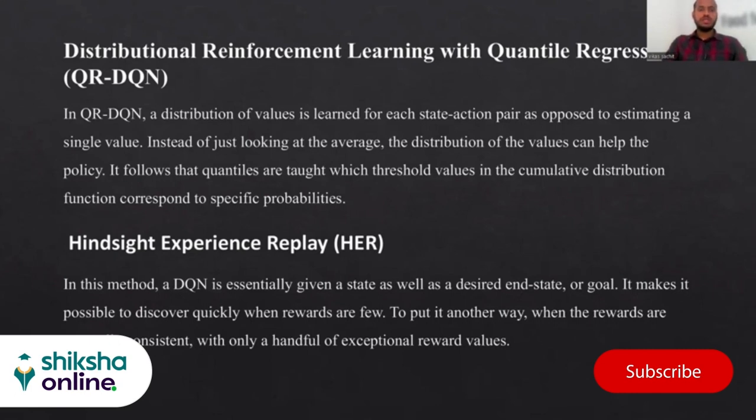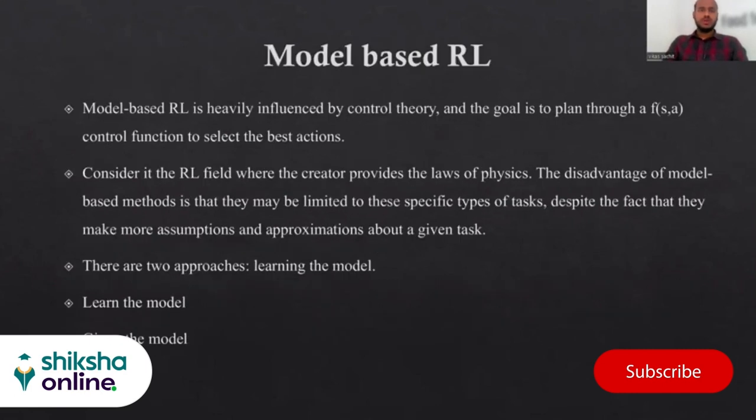Next one is HER, that is hindsight experience replay. In this method, a DQN is essentially given a state as well as a desired end state, or a goal. It makes it possible to learn quickly when rewards are few, in other words when the rewards are generally consistent with only a handful of exceptional reward values. End goal and starting state are both given, and it is left to the algorithm to decide the best possible way with the minimum rewards. That is done using the HER algorithm.